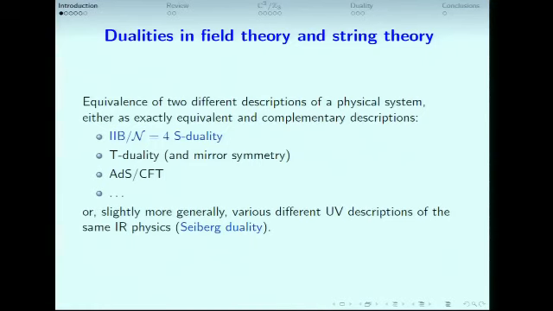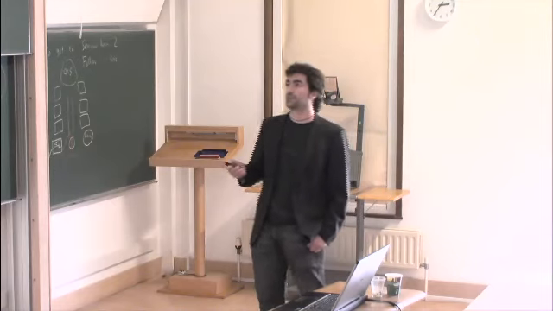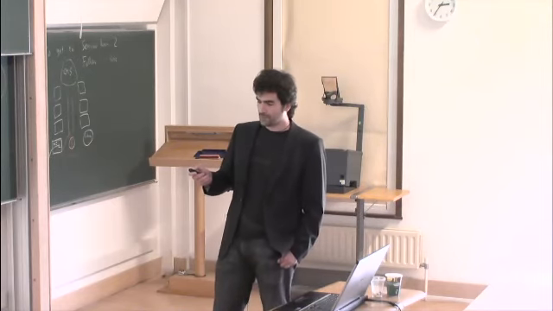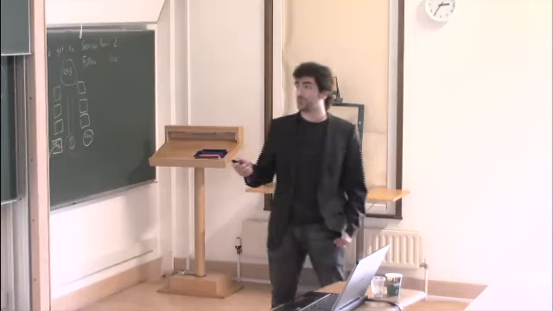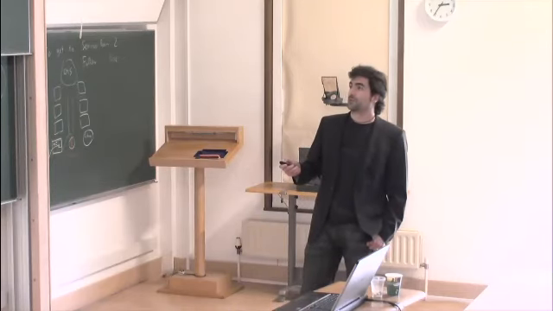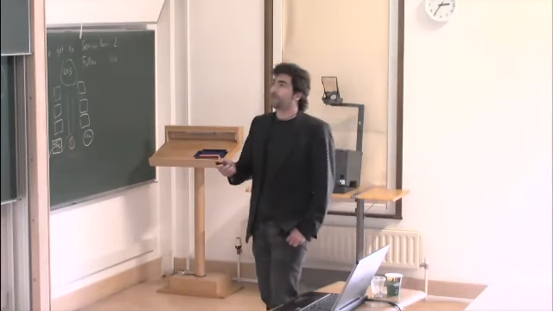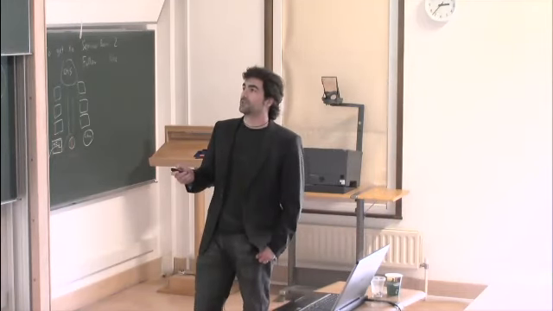So I'll be talking about dualities in field theory and string theory. And here I just listed some famous and very well-known dualities that we know coming from string theory. So the one I'll be focusing on here is type 2B. In type 2B you have the SL(2,Z) duality that gets inherited to the N=4 four-dimensional theory that also has an SL(2,Z) symmetry, or duality rather. We also have T-dualities or mirror symmetry, AdS/CFT.